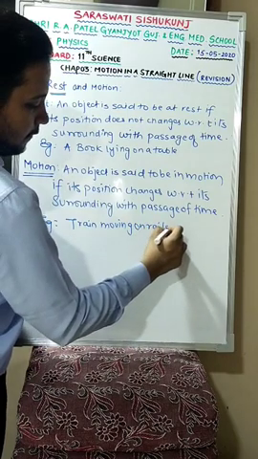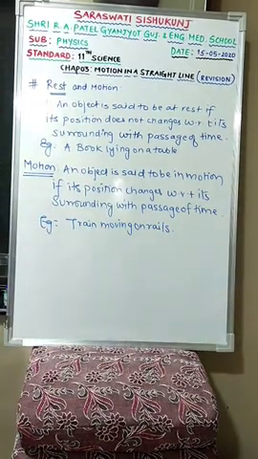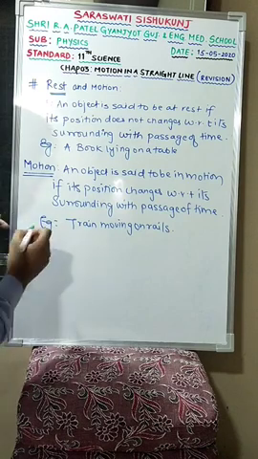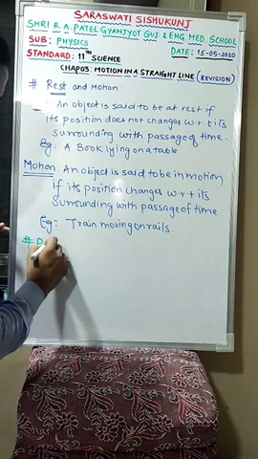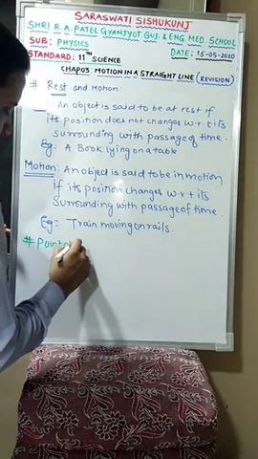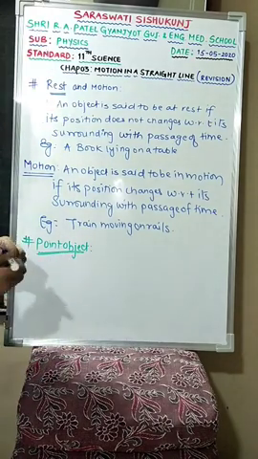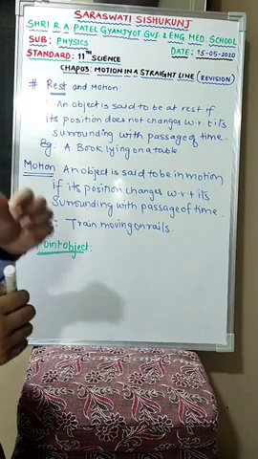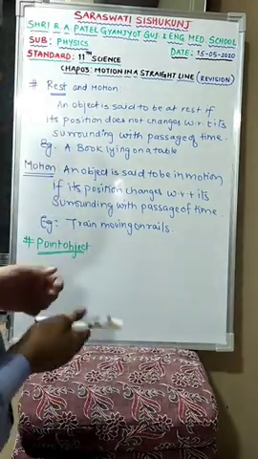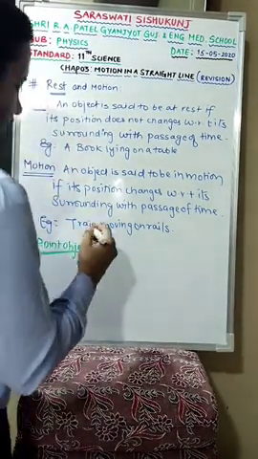Is this clear? The next topic we are going to study is point object. What is a point object? A point object is nothing but the distance covered by the object is more compared to its size. Then you can say the object is a point object.